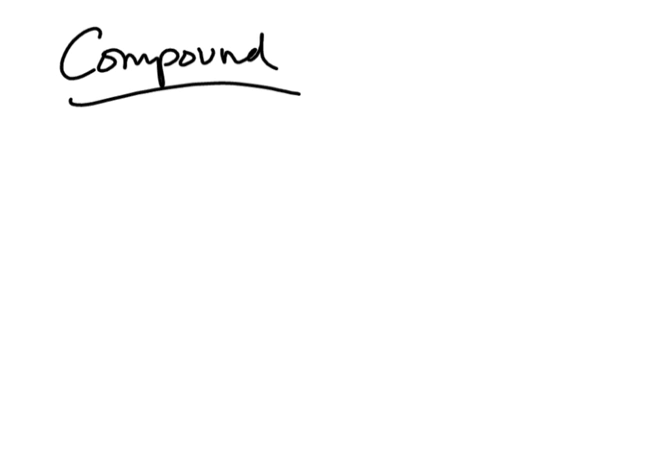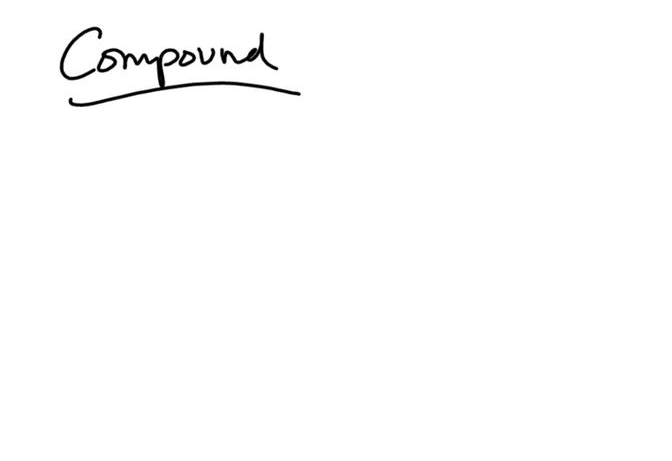Alright, this video is on compounds, specifically ionic compounds. But before we get too far into ionic compounds, let's first describe what a compound is. Now, a compound is any substance that is composed of atoms made from atoms of more than one element.